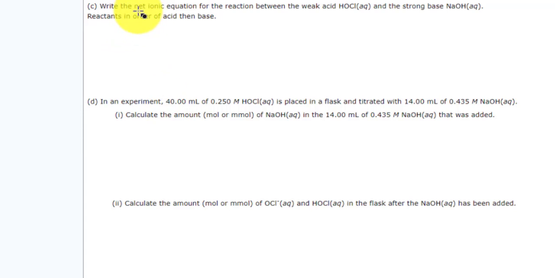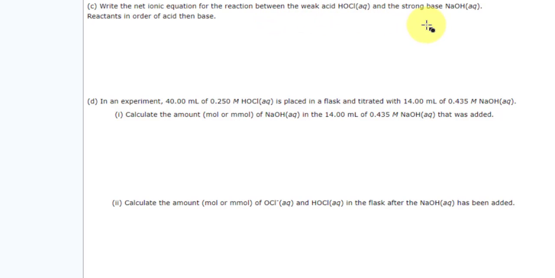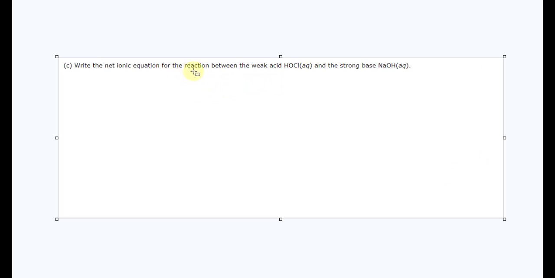Here I've got it. Write the net ionic equation for the reaction between the weak acid, and this is something new, a strong base, sodium hydroxide. Well, I've written the reaction to indicate that hypochlorous acid is a weak acid. You should know that even without my saying it or putting it in the question. You're going to have an AP question where they presume that you would know this in the first place, that it's a weak acid.